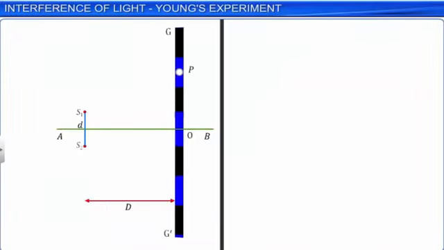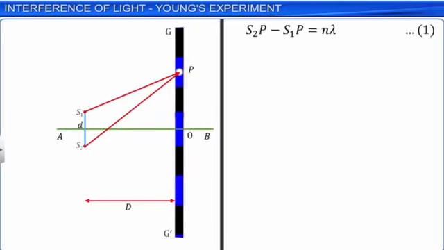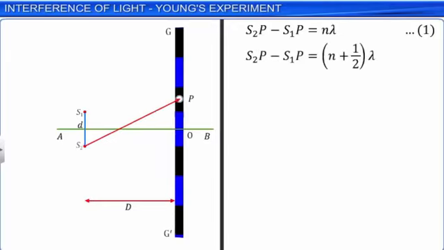If P corresponds to an interference maxima, then the path difference S2P minus S1P is equal to nλ. Let this be equation 1. On the other hand, if P corresponds to an interference minima, the path difference S2P minus S1P is equal to (n plus half) into λ. Let this be equation 2. Here, λ is the wavelength of the light waves and n is an integer.